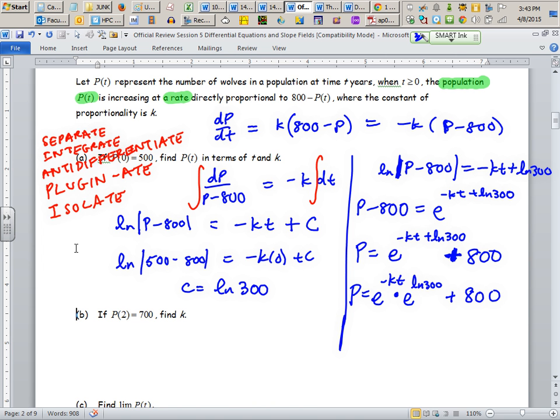Isn't that just 300? Okay. So this is so much nicer. I'm glad we did that last step of simplifying. This is just 300 e to the negative kt plus 800.